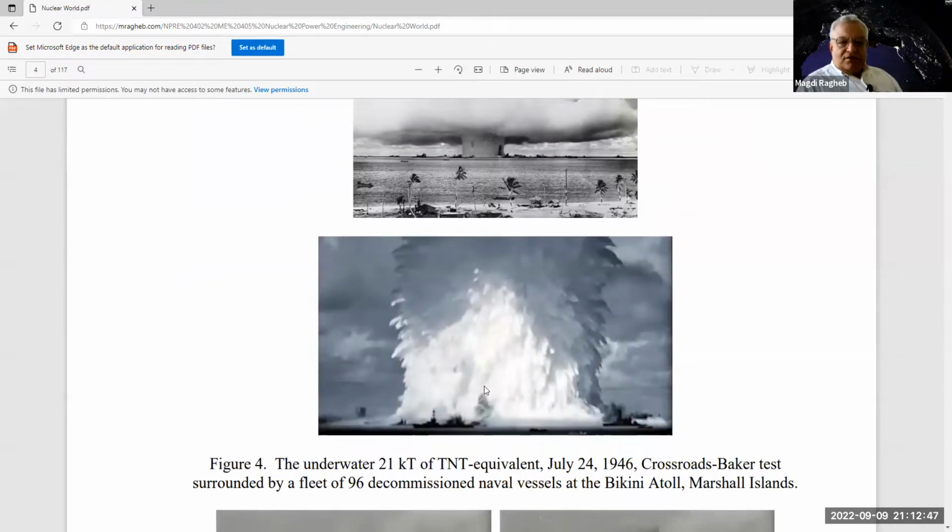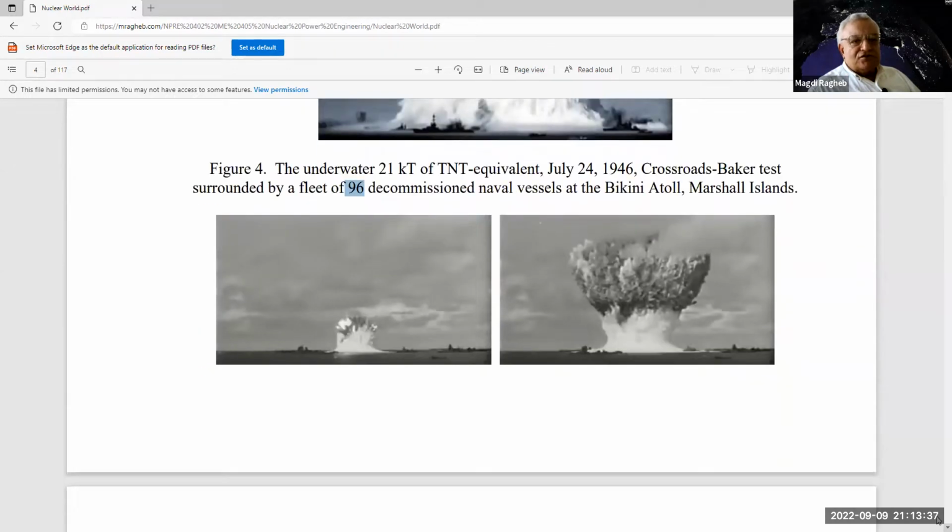So imagine basically you're being on a ship, and it doesn't need to be exploded up in the air. It's an underwater explosion here. It generated energy in the same range as the bomb that was dropped on Nagasaki, about 21 kilotons, or 21,000 tons of trinitrotoluene, which is basically a high explosive. The name given to it was Crossroads Baker, and they used 96 decommissioned naval vessels. Some of them were American, some were Japanese, some were German, and that happened on July 24, 1946, almost 11 months after the bombing of Hiroshima and Nagasaki.